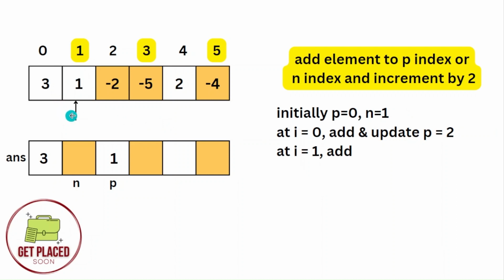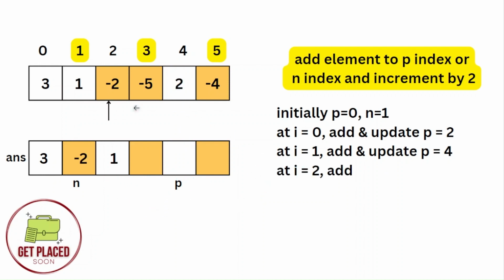At i equals 1, the number is 1, which is a positive number. So again we will add this 1 to the p position, p index. After adding this element into the positive index, we will increment the positive index by 2. So positive index is right now at 2. We will increment and it becomes p equals 4. So you can see the pointer has changed to 4.